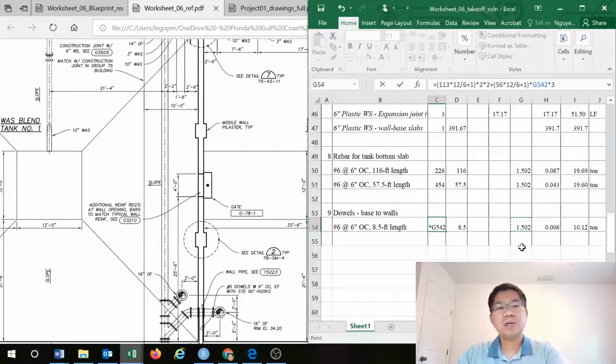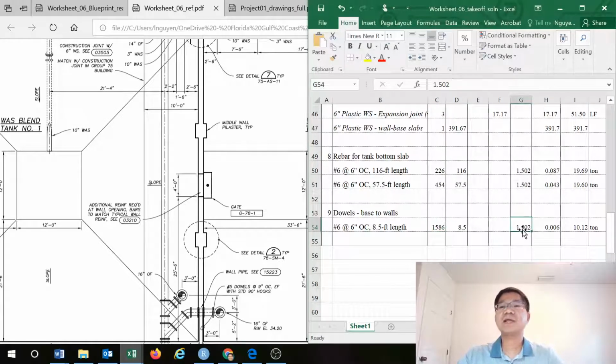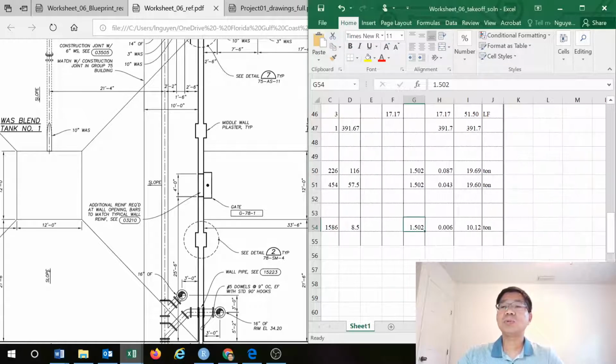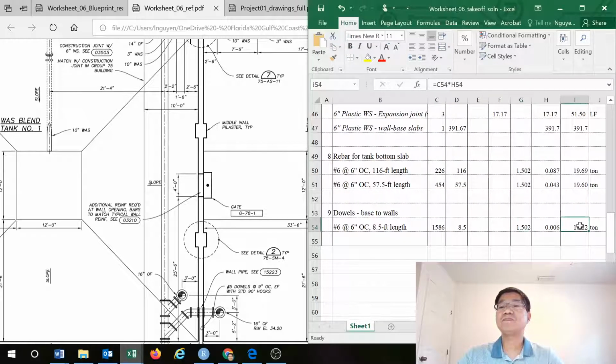If you go to the exam 1 reference, for number 6 the unit weight is 1.502, and then you can determine the tons. Divide by 2000, and you can find out the tons.